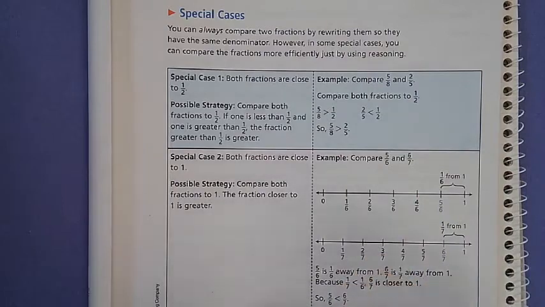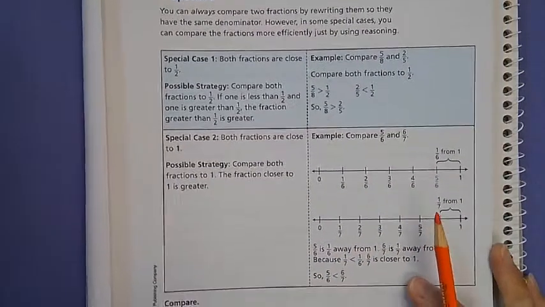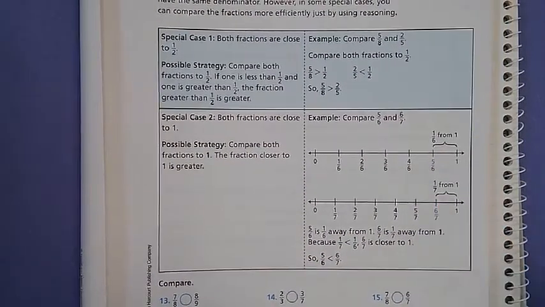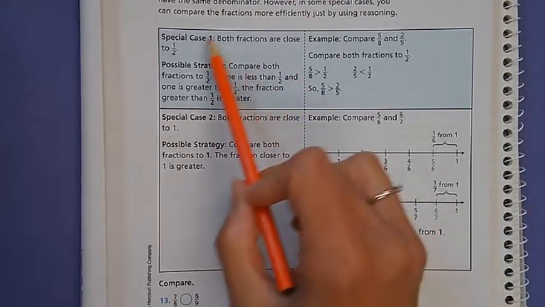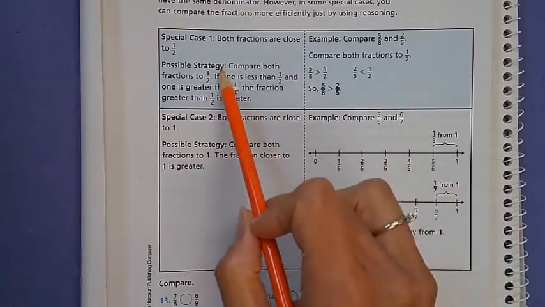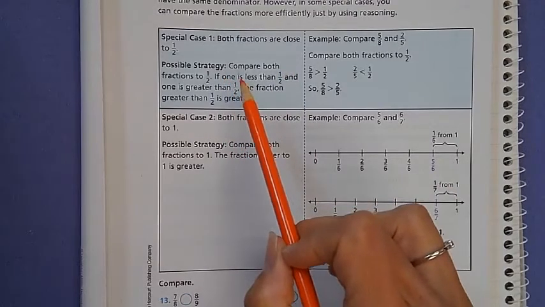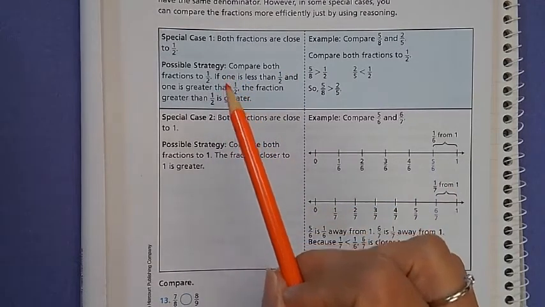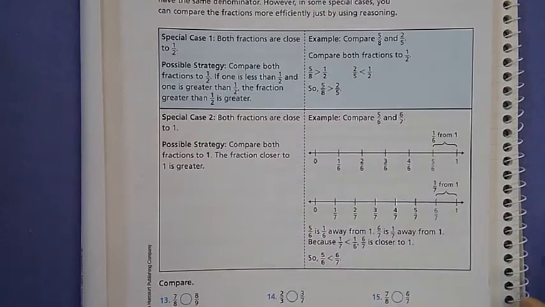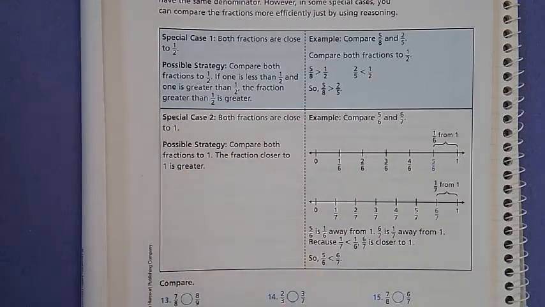This part is talking about how we can use reasoning, just using our brain, to help us come up with which fraction is bigger. One of those cases is that we're looking at fractions that are about 1/2. So they're pretty close to a half, and we can compare those that way. Or if we have fractions that are pretty close to 1. So I want to look at the 1/2 fractions first.